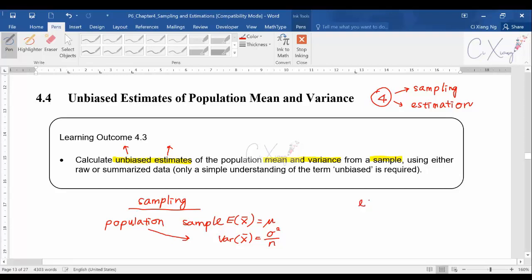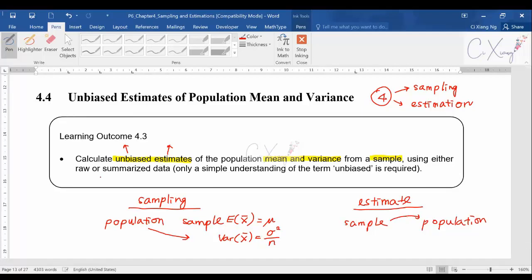For the estimation part, we are going to do the other way around. Now you have the sample values and you want to estimate the population. You want to use the sample value to estimate the population. In the sampling part, when you have the population value, which is a big group of values, using it to estimate a smaller group of values is usually quite good and accurate. So there is no problem.